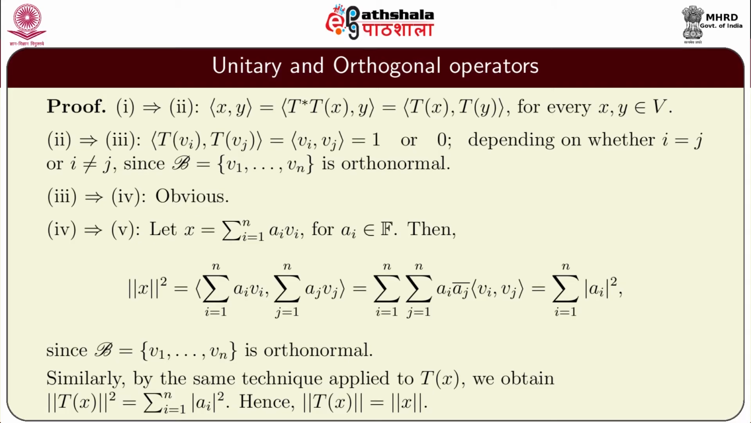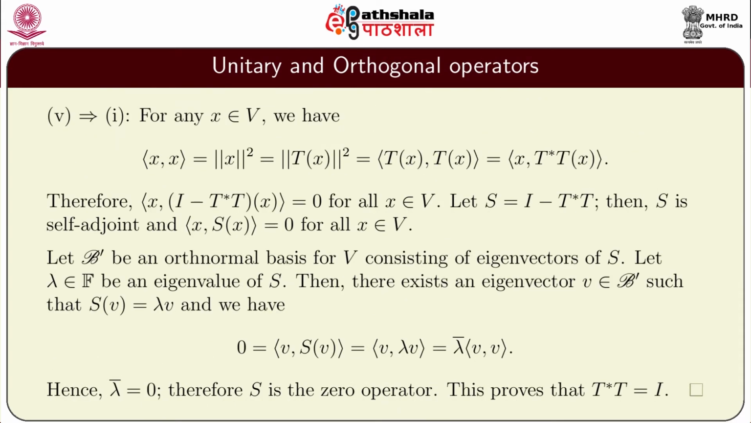Similarly, by the same technique applied to Tx, we obtain norm of Tx squared is equal to summation i equal to 1 to n mod of a_i squared, and therefore, norm of Tx is equal to norm of x. Finally, 5 implies 1.